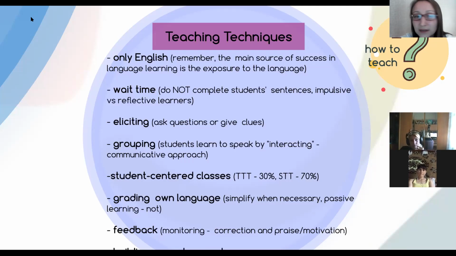I put here impulsive and reflective learners. Of course, it depends. We have impulsive learners who are spontaneous, who can answer you immediately, who don't think a lot before saying something. That's actually as we have in our first language. Some people need to think about their answers before saying, others just say what they say without thinking too much. The same in English. So it all depends. But if you have reflective learners who need to think, you should give them this time.